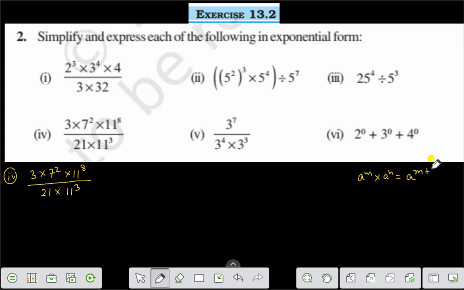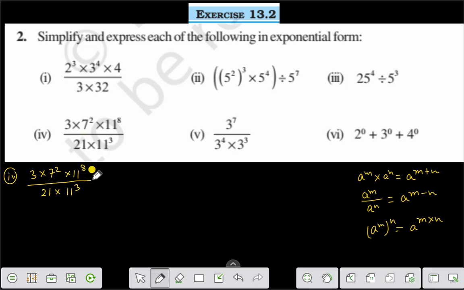Or a to the power m divided by a to the power n can be written as a to the power m minus n, or you can write this formula also, a to the power m to the power n can be written as a to the power m into n, right?